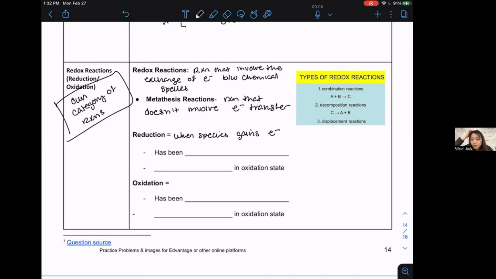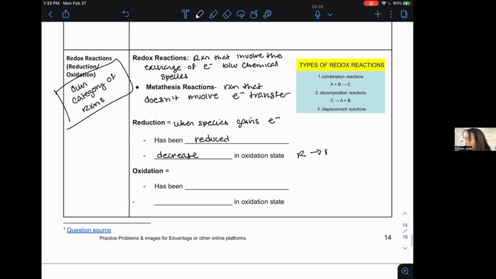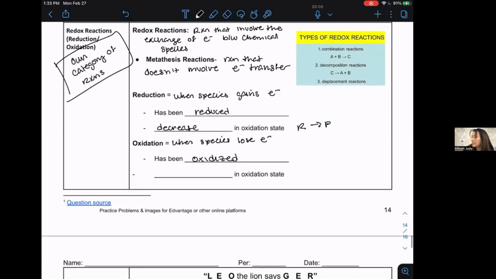When we say reduction has occurred, the species has been reduced. That would be indicated through a decrease in oxidation state, which I will teach you what that means in a second. And it's from reactant to product. Oxidation, on the other hand, is when a species loses electrons. So it has been oxidized. And this is symbolized through an increase, a more positive change in oxidation state from reactant to product.